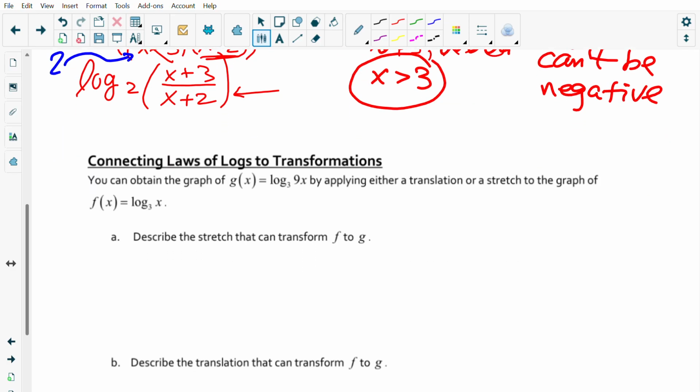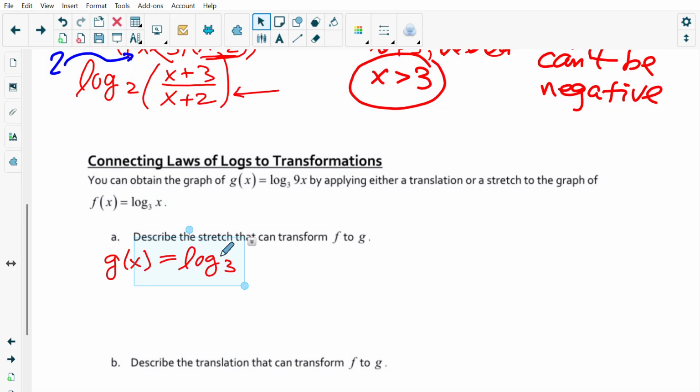Okay, connecting laws of logs to transformation. You can obtain the graph of g of x equals log base 3 of 9x by applying either a translation or a stretch to the graph of f of x equals log base 3 of x. Well, how does that work? Describe the stretch that could be transformed from f to g. Well, let's write g of x equals log base 3 of 9x.